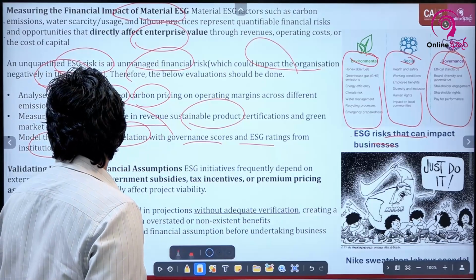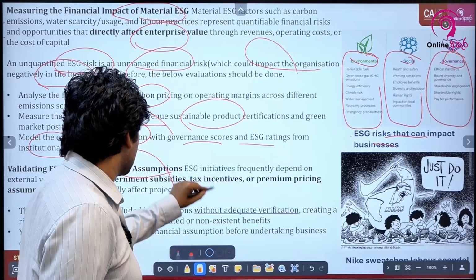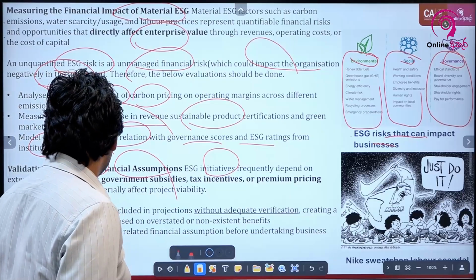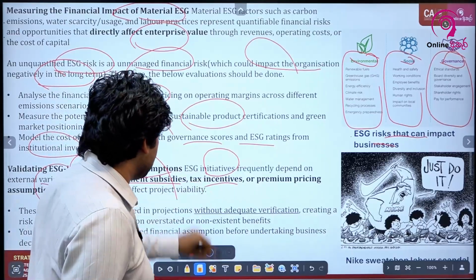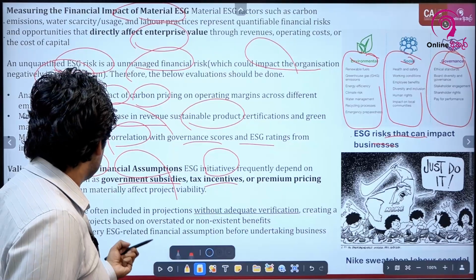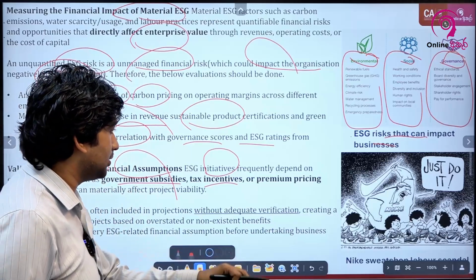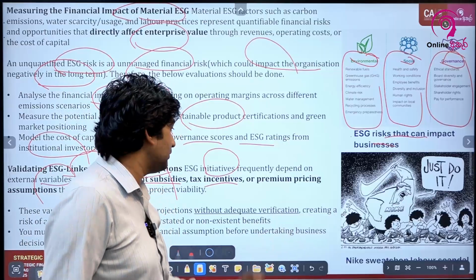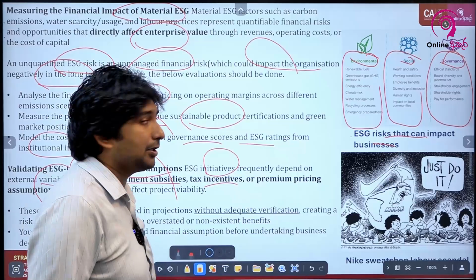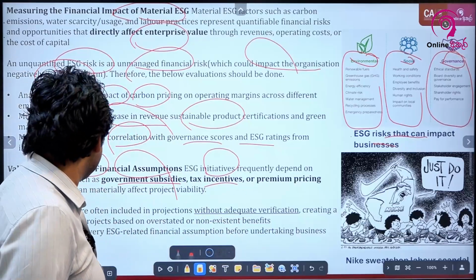The next thing that you need to do is validate the ESG linked financial assumptions. When you look at ESG initiatives, some of them depend on assumptions or external aspects. The government subsidies, tax incentives. In Sri Lanka, we give tax incentives for environmentally friendly products. If you can show that your product creates a positive footprint to the environment, tax incentives will be given in Sri Lanka. So, solar manufacturing got tax incentives. Like that, when you push green products in Sri Lanka, you get tax incentives.